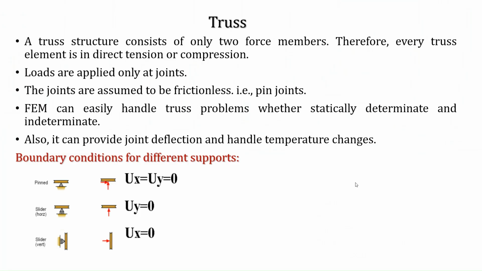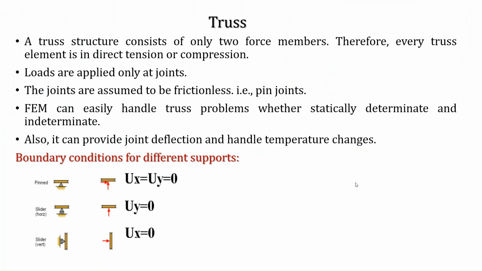A truss is a structure consisting of only two force members, and therefore every truss element is in direct tension or in compression. We are going to assume that the loads are applied only at the joints, that is, the connecting points of the two members of the truss. The next assumption is that the joints are frictionless, that is, they are supposed to be pin joints.